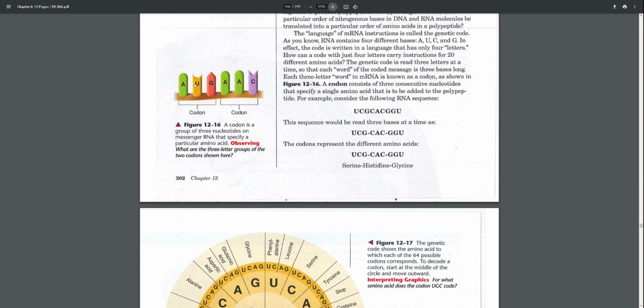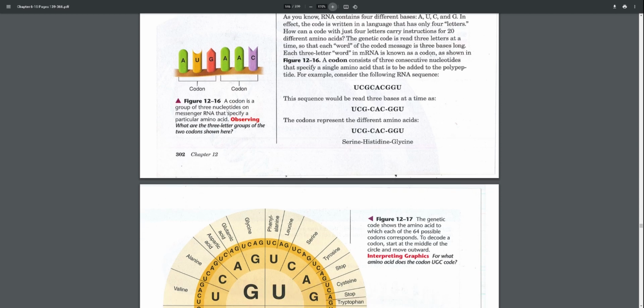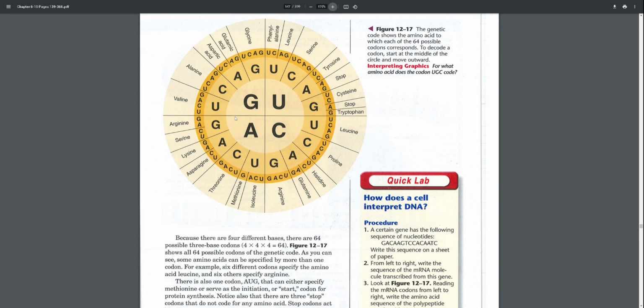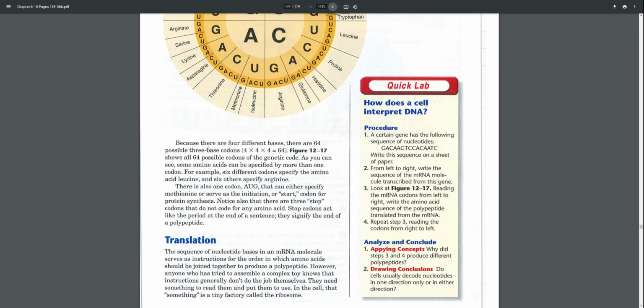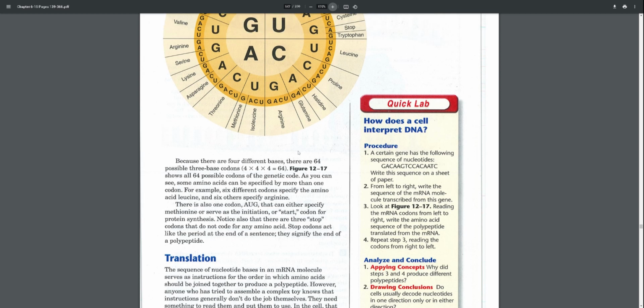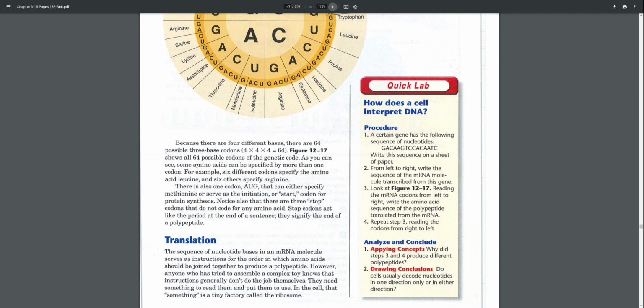As you can see over here in Figure 12-16, each triplet of the nucleotides represents 1 codon. So 1, 2, 3, that's a triplet. Another triplet, that's another codon. So every 3 nucleotides is a codon. Because there are 4 different bases, there are 64 possible 3-base codons. Figure 12-17 shows all the possible codons of the genetic code.